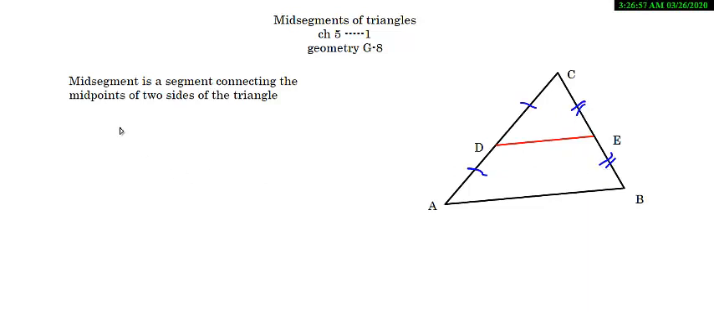So according to the definition of the midsegment, ABC is a triangle, D is the midpoint of AC, E is the midpoint of BC, then DE will be the midsegment of the triangle ABC. We need to get back to the definition of the midsegment. The midsegment is a segment connecting two midpoints of the triangle's sides, which has been illustrated in front of your eyes right now. So what is the theorem?